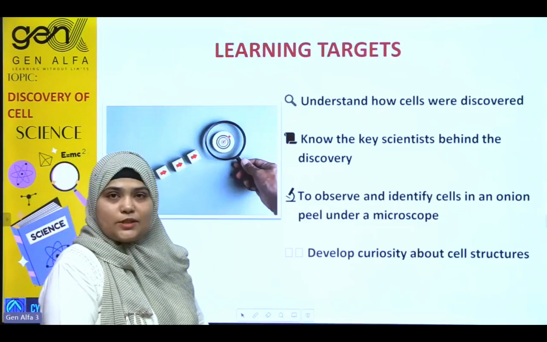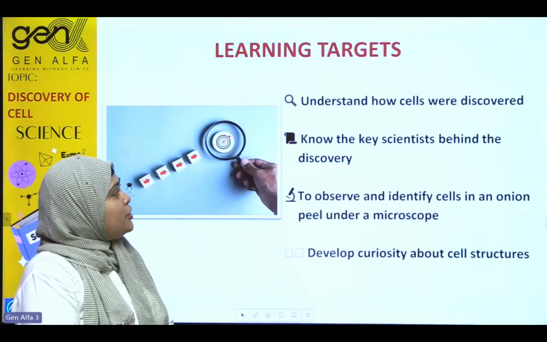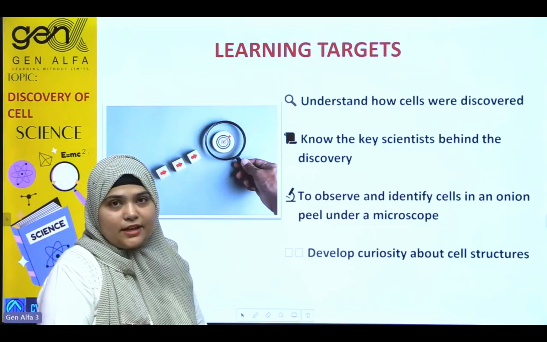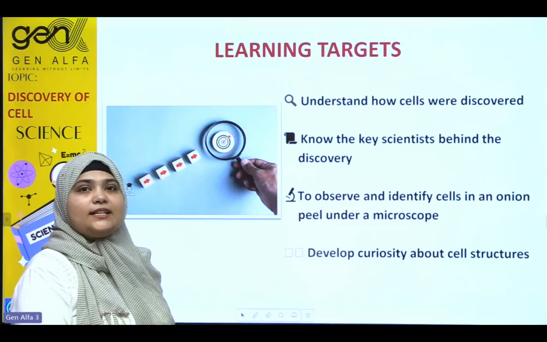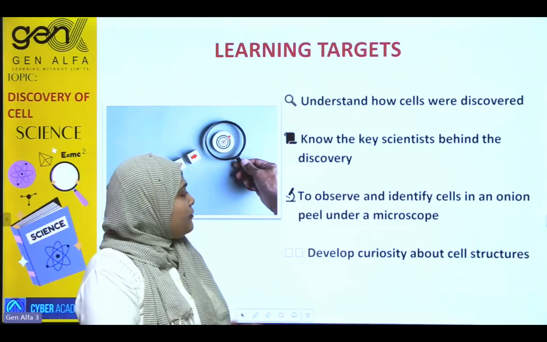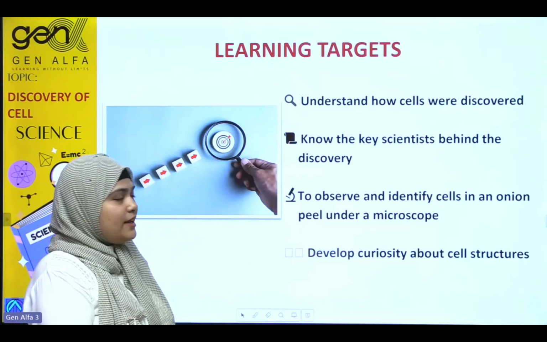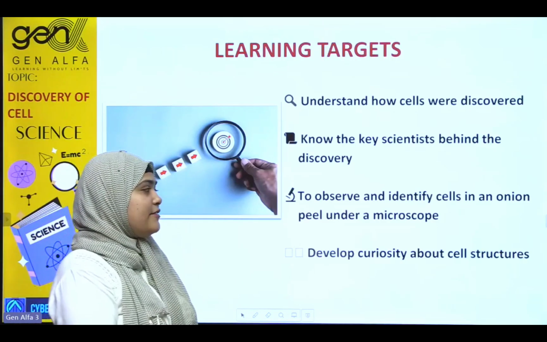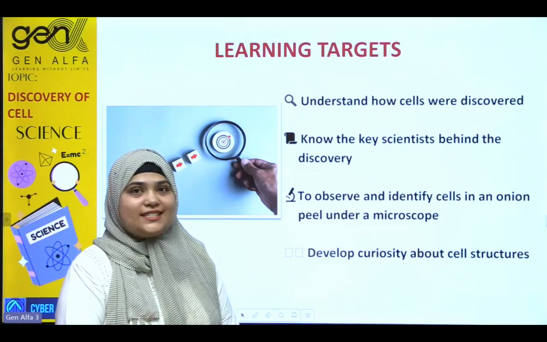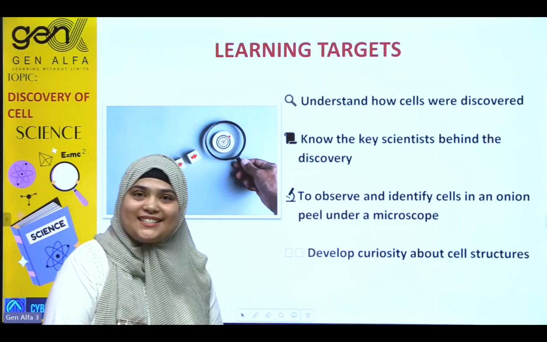Understand how cells were discovered. Know the key scientists behind the discovery. We will discuss the different scientists. And after that, we will observe and identify cells in an onion peel under a microscope and develop curiosity about cell structure. Are you ready, students? Okay, fine.